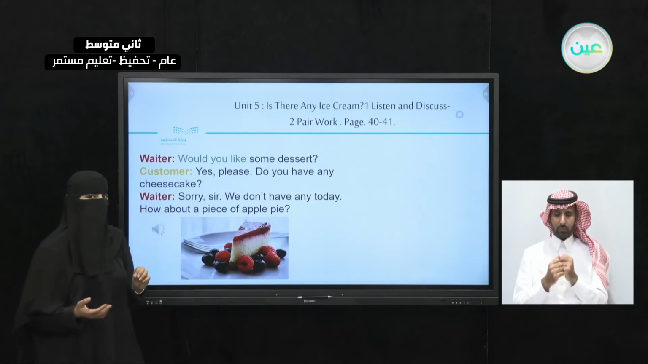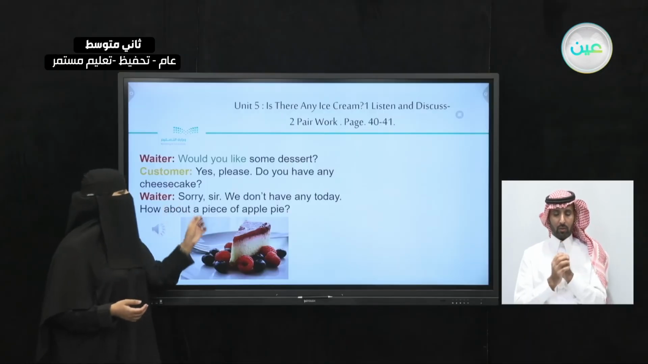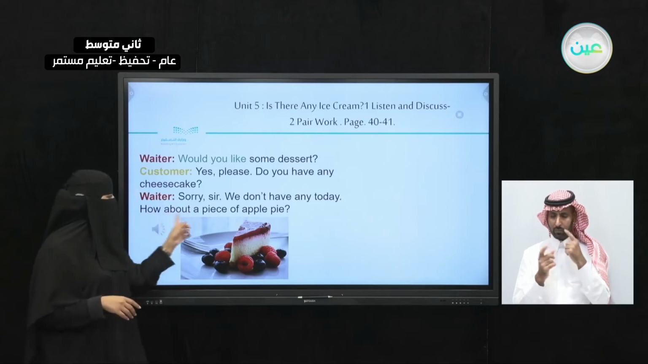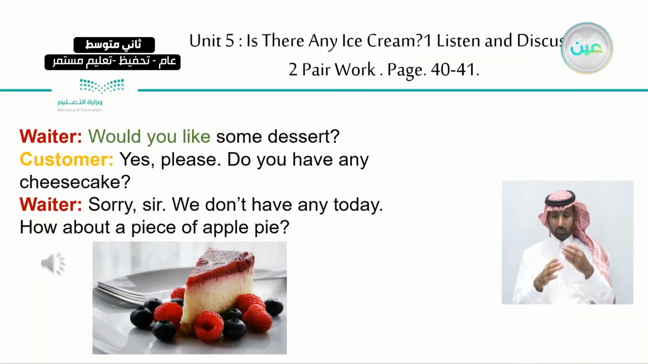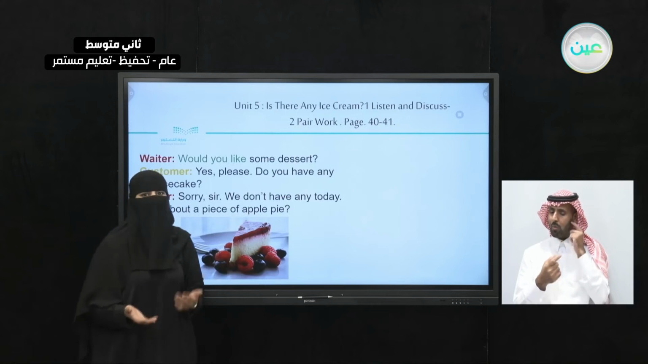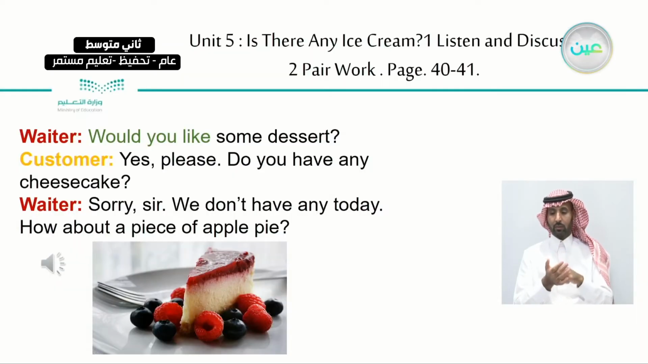So what did the waiter say? He said, sorry, sir. He didn't say no. It's a polite way to tell the customer that they don't have it. Sorry, sir, we don't have any today, but look, how about a piece of apple pie? The waiter is giving this customer a replacement, another option. Would you like the apple pie instead of the cheesecake because we don't have it today? So here we have would like in the question.